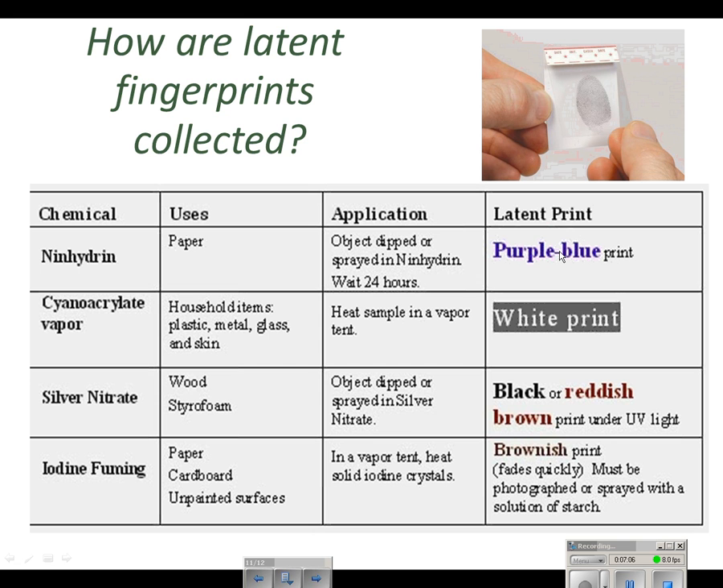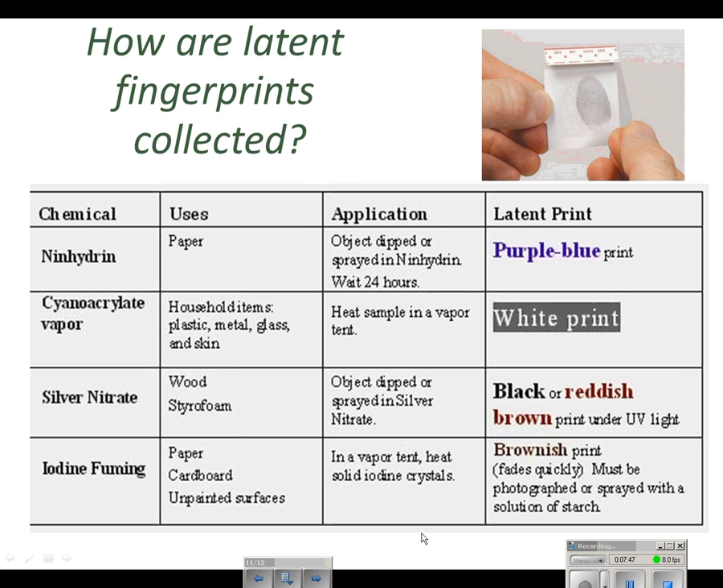So anytime we develop these though, again, you're going to take a picture before you do it and then a picture after it. And these we're going to leave right on the surface. We could use silver nitrate on substances such as styrofoam or wood, things that are porous, and it's going to turn a black or reddish brown after we look at it under UV light. And then iodine fuming. Similar to the superglue fuming, but we're going to use iodine, and you'd use it for paper, cardboard, or unpainted surfaces, and it turns brown. But the problem with iodine fuming is that it fades very quickly, so you have to make sure that you photograph it quickly. And all these we would leave on the surface.